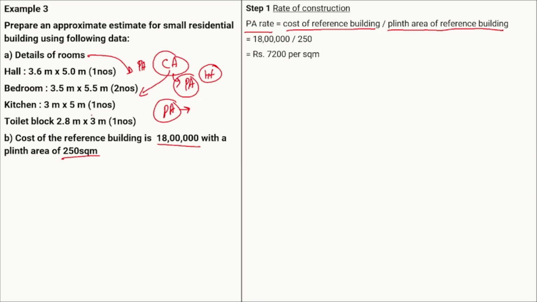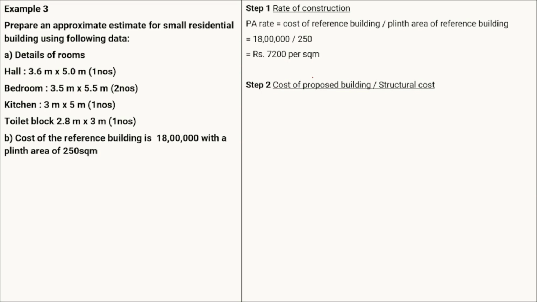This rate multiplied by the plinth area of our proposed building will give us the cost, or the approximate cost, of the proposed building. So first we have to calculate the plinth area. So step 2 will be the cost of the proposed building.